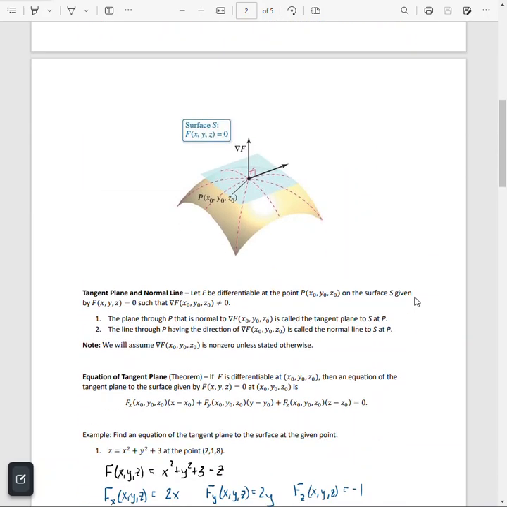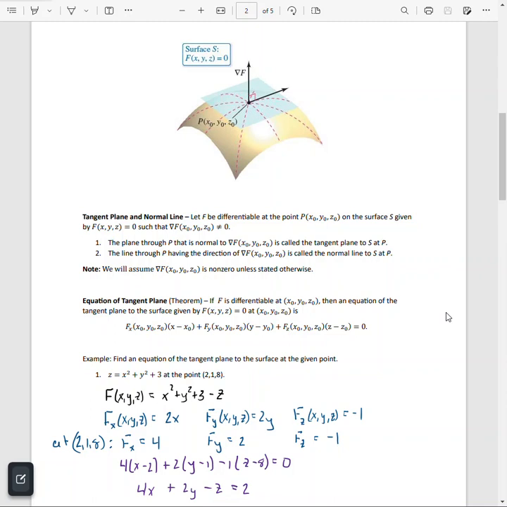Let's look at a surface. This surface, given by S, at a particular point x sub 0, y sub 0, z sub 0, with capital F of x, y, z equals 0. So we have a normal and we have a tangent. Let F be differentiable at the point x naught, y naught, z naught on the surface S, given by capital F of x, y, z equals 0, such that the gradient of capital F at the point is not 0. Then the plane through that point P that is normal to the gradient is called the tangent plane to S at P.